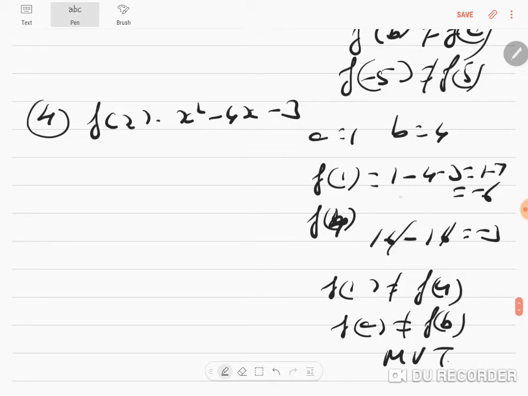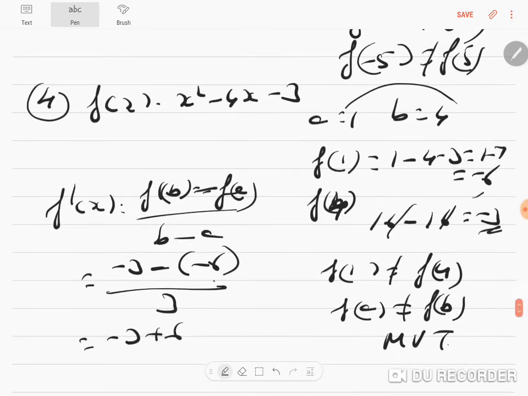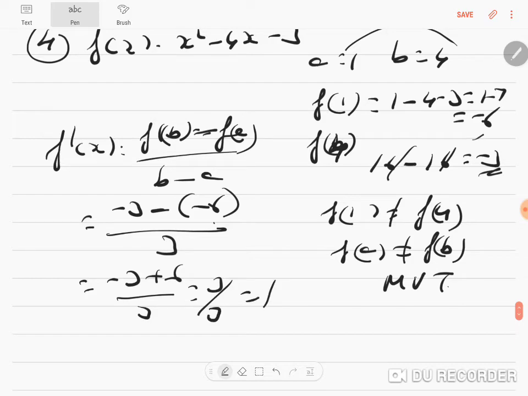My answer is right: 1 minus 4 minus 3 is 1 minus 7, so minus 6. Substituting 4 in place of x, 16 minus 16 minus 3, which is minus 3. So f dash of x can be verified, which is f of b minus f of a by b minus a. F of b is minus 3 minus of minus 6, which is f of a, by b minus a. What is b minus a? It is 3. Minus 3 plus 6 by 3 is 3 by 3. So the answer is 1. Thus you get the slope as 1.